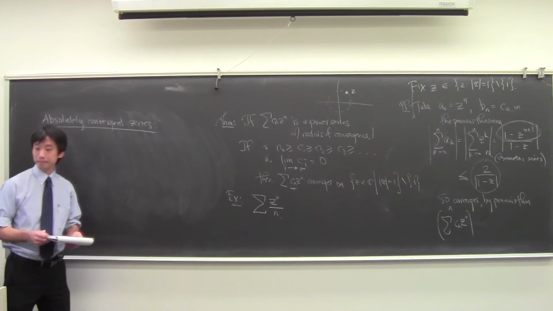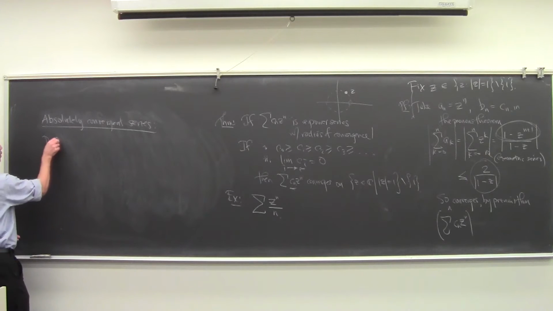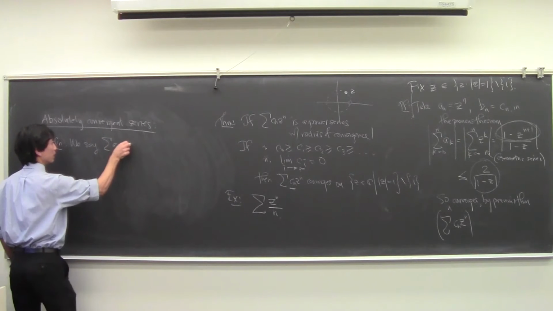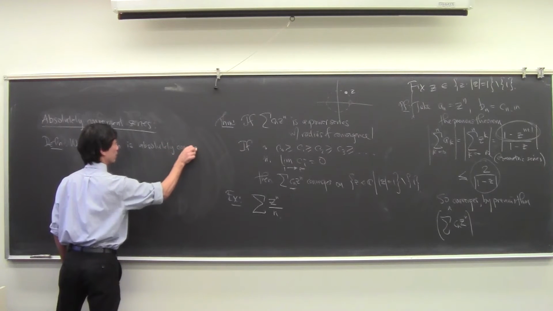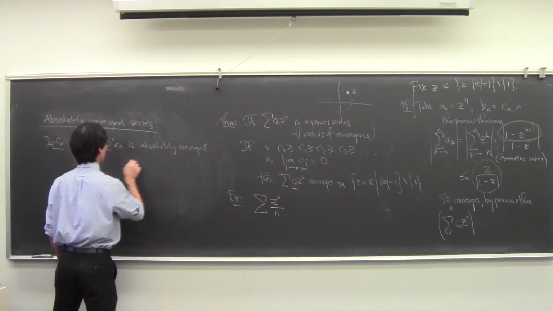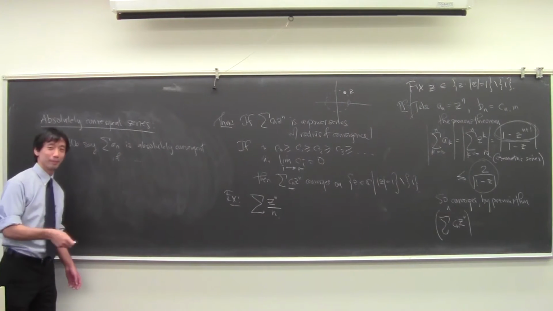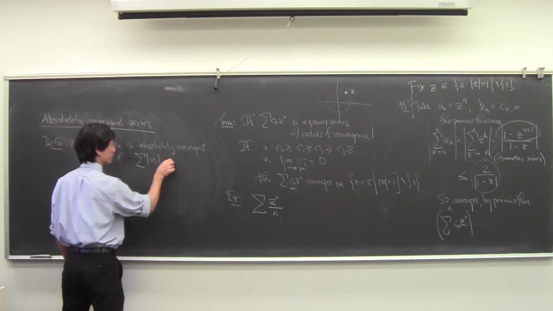Okay, so what's an absolutely convergent series? This is, I think, something many of you have seen before. What's an absolutely convergent series? So, definition: we say a series is absolutely convergent if the sum of the absolute values converges.